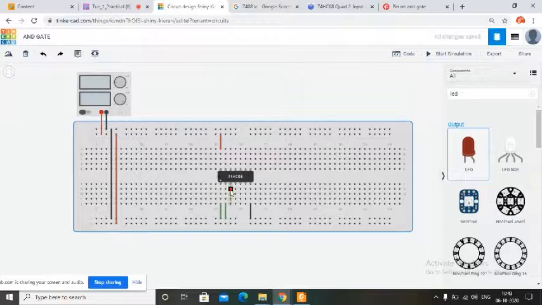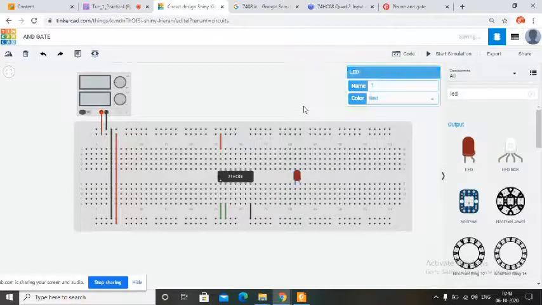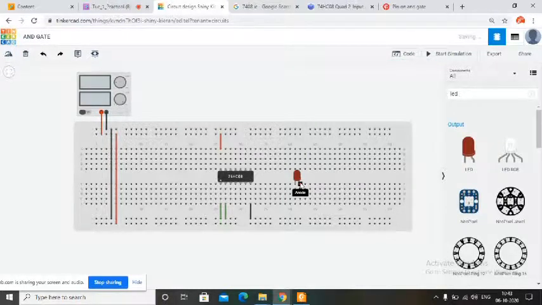Now the third pin is for the output. So let us join an LED to display the output. An LED basically has two pins. One is called the cathode and the other is called the anode, right? So what you need is to ground this cathode terminal.